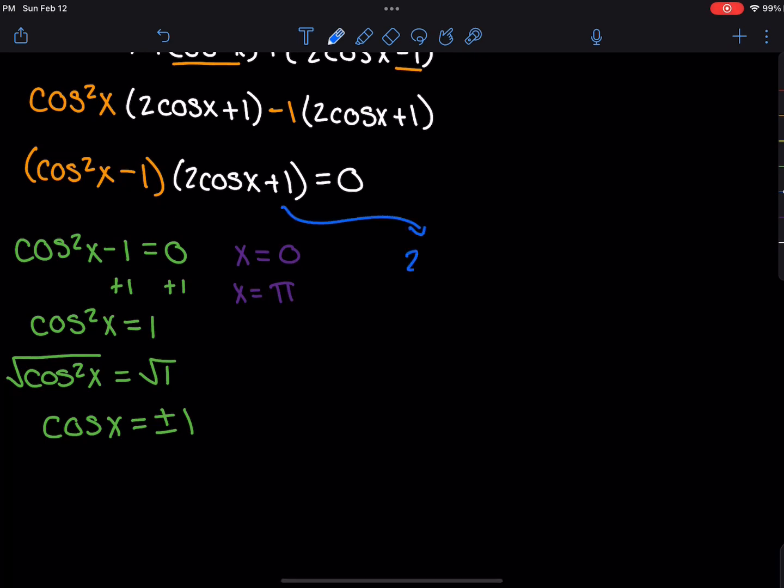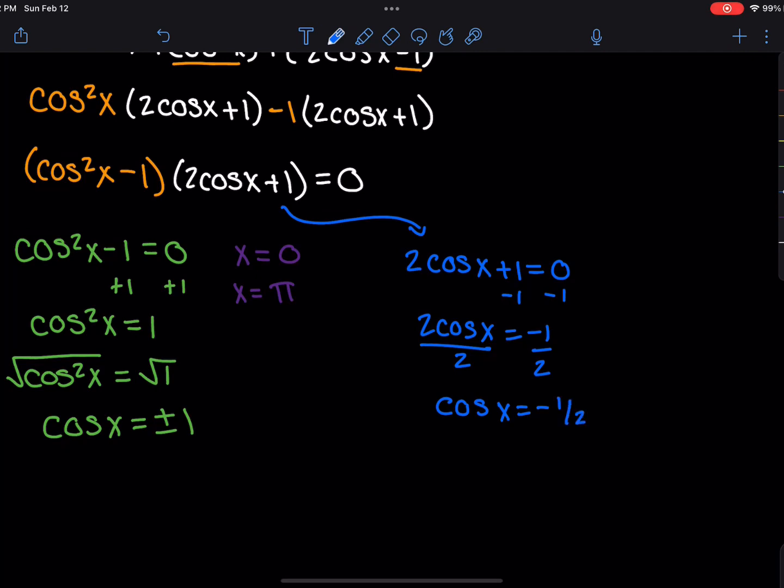And then moving on to the second part, we have 2 cosine x plus 1 is equal to 0. And you're going to subtract 1 from both sides to isolate the variable, and rewrite that. So it's going to be cosine x is equal to negative 1/2. And then going back to the unit circle, all the negative cosine values are going to be on the left side of the unit circle. So that would mean that x is equal to 2 pi thirds. And if we go to the third quadrant, x is also equal to 4 pi thirds.